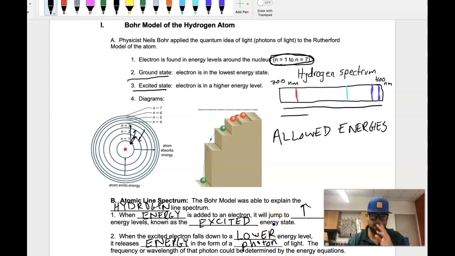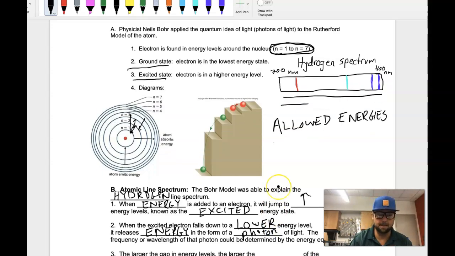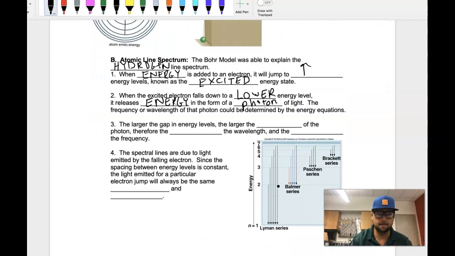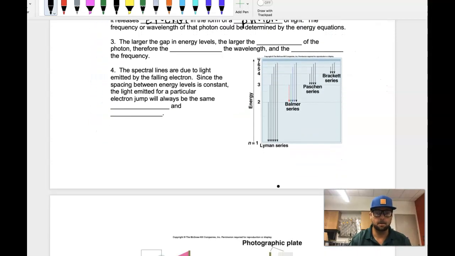As you might imagine, these photons are going to be different colors based on how much energy they have. The larger the gap in the energy levels, the larger the energy of the photon. Kind of makes sense. Therefore, as we learned, the higher the energy, the shorter the wavelength, and the higher the frequency.